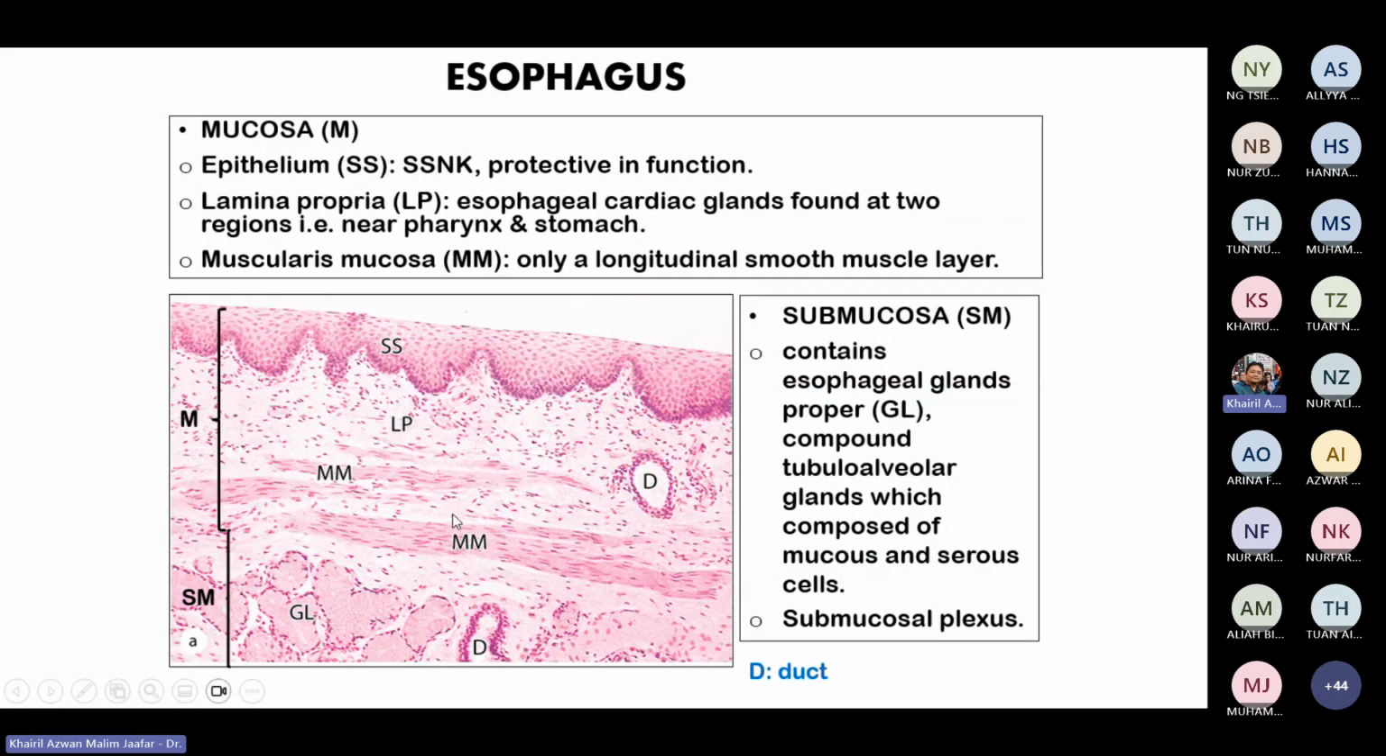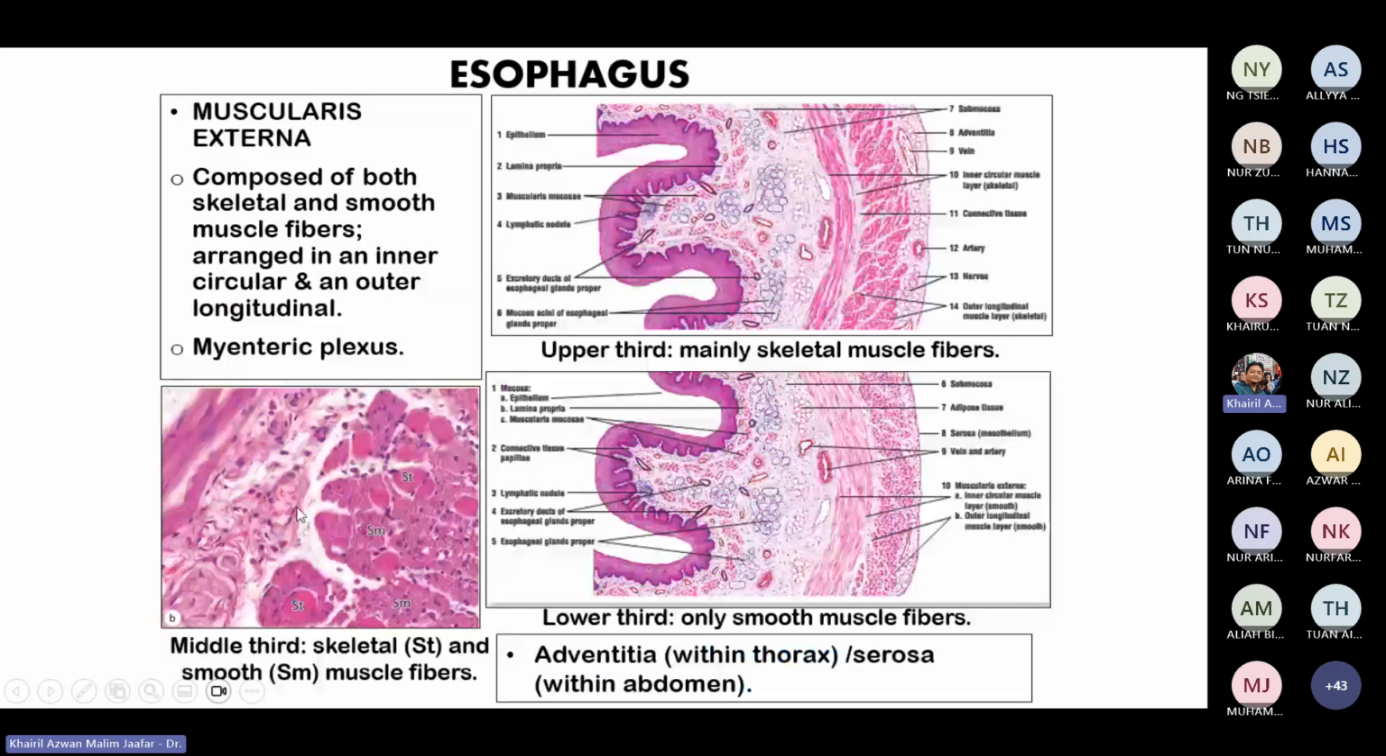So histology, just touching on something about the histology. Mainly in the esophagus, the difference is at the level: upper third, middle third, and lower third. These are the main differences. Upper third, mainly the muscle fibers are skeletal muscle fibers. Middle third, a mix of skeletal and smooth muscle fibers. And the lower third has only smooth muscle fibers.